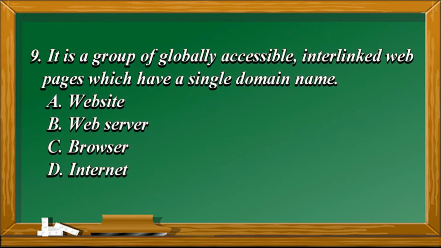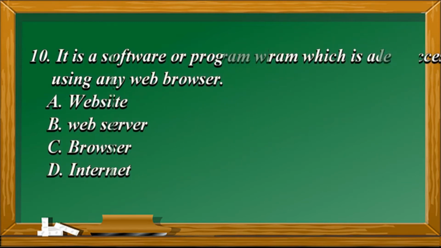Number 9. It is a group of globally accessible interlinked web pages which have a single domain name. Letter A, website. Letter B, web server. Letter C, browser. Letter D, internet.